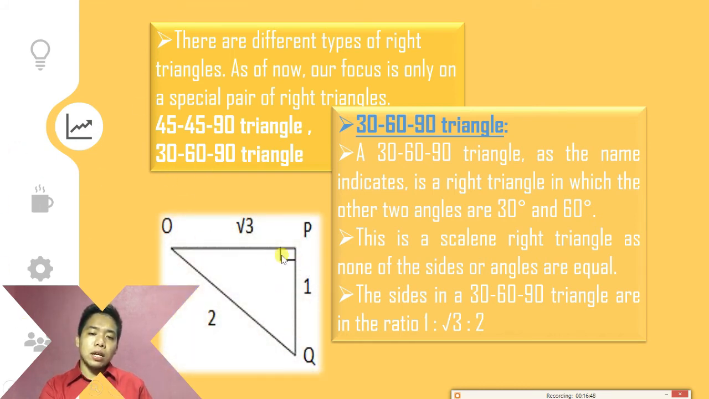The length of the shortest side in a 30-60-90 triangle is half of the longest side. So if we use the Pythagorean theorem and manipulate the formula, we can get the square root of 3. Okay, so those are the two special types of right triangles, the 45-45-90 and 30-60-90 triangle.